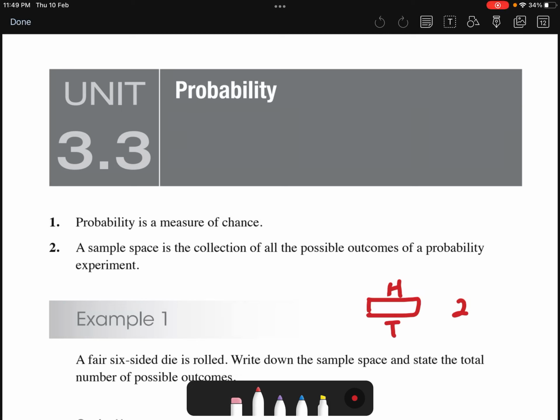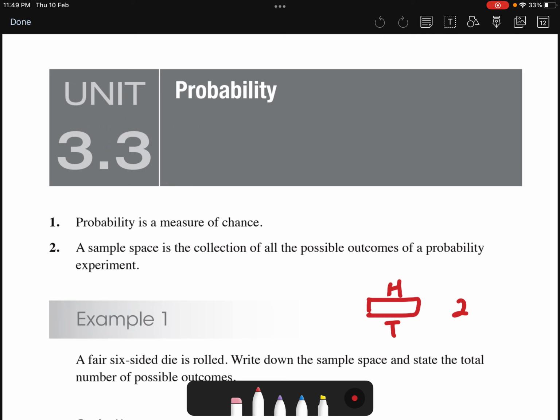Alright, so let's take a look at this chapter of probability. First thing first, what is probability? Probability is a measure of chance. For example, what is the probability that today will rain? It can be half, can be maybe 1/3. Alright. Then second, what is a sample space?